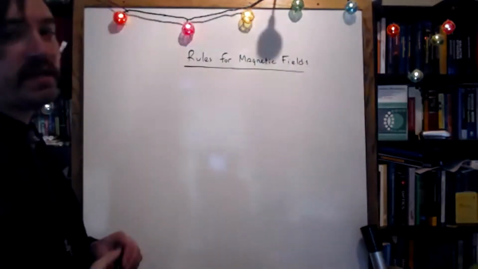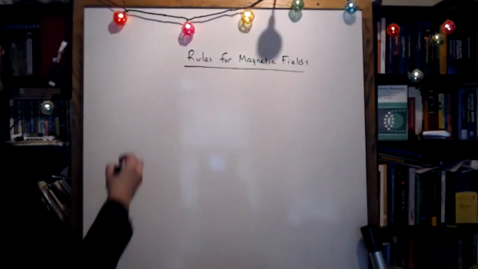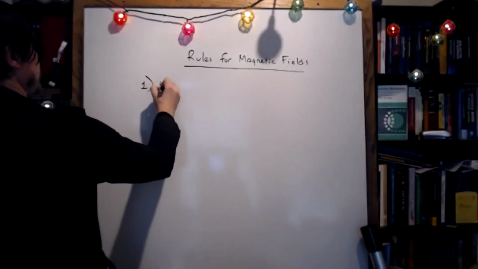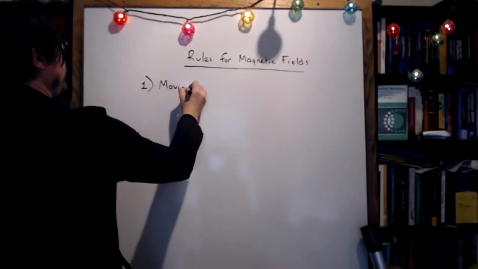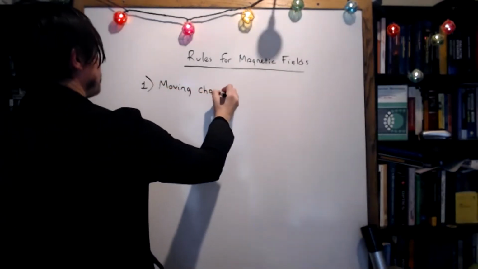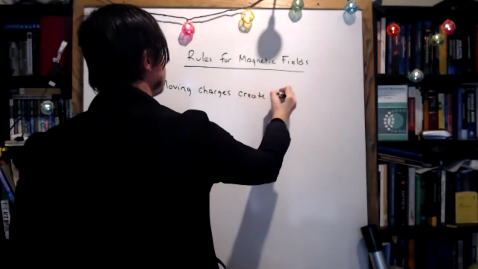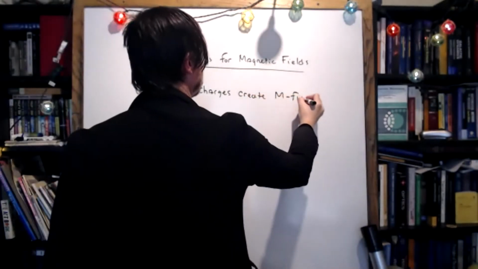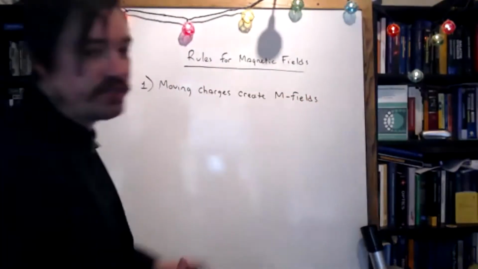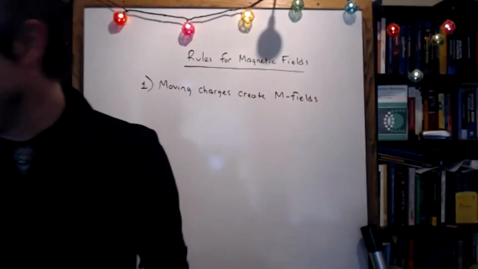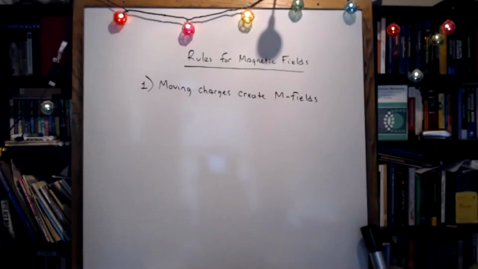The first rule is how we generate a magnetic field. We would say moving charges create magnetic fields. With your permission, I'm just going to abbreviate it as M fields, if you're cool with that.